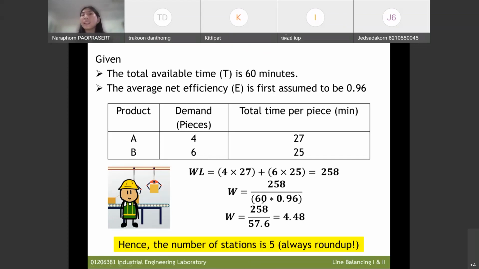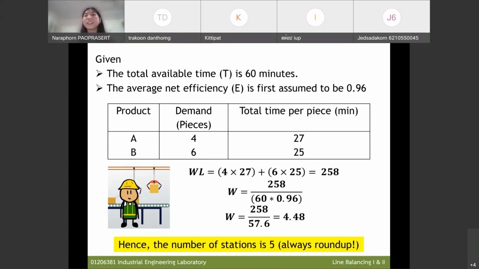Remember the T. T is 60 minutes here. And E is the efficiency rate that you allow the worker to relax a little. So in this case, you calculated the number of workers to be 4.48 and you round up to 5, because the number of workers has to be an integer.